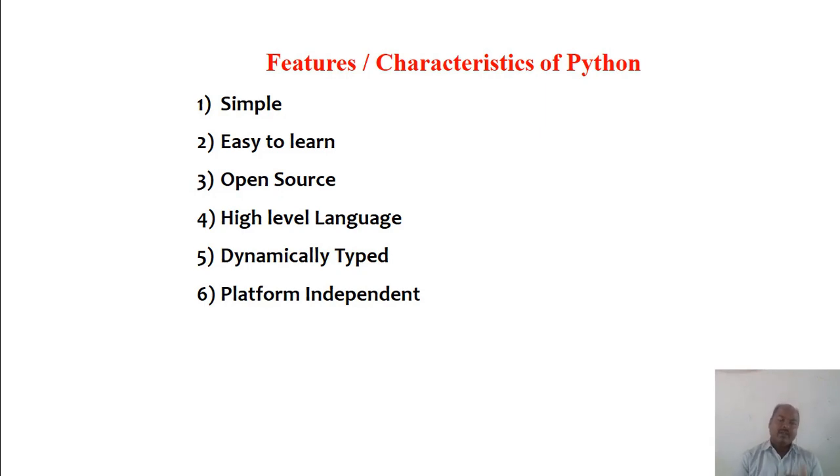Next feature is platform independent. That is the most important feature for any language. We have seen that Java is there. We have seen already that Java is a platform independent language. So what is meant by platform independent? Same feature will be acquired by Python. Python is a platform independent language.